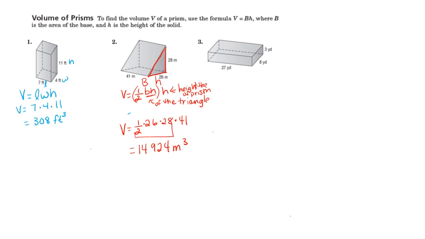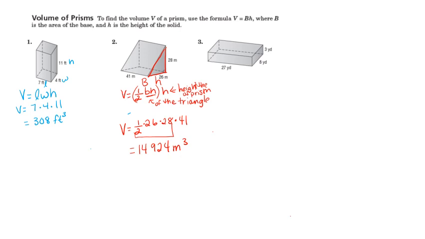The area of a triangle is 1/2 base times height, and that's where it gets kind of confusing. We talk about the height of the prism and the height of the triangle. The height and base of the triangle are different from the height of the prism. The height of the prism is how far apart those two triangles are.